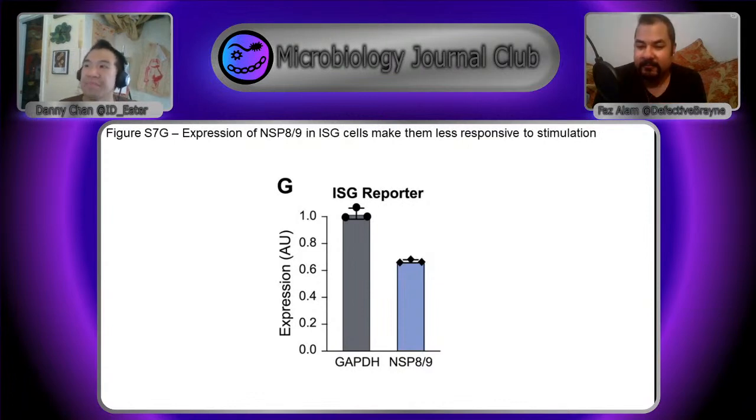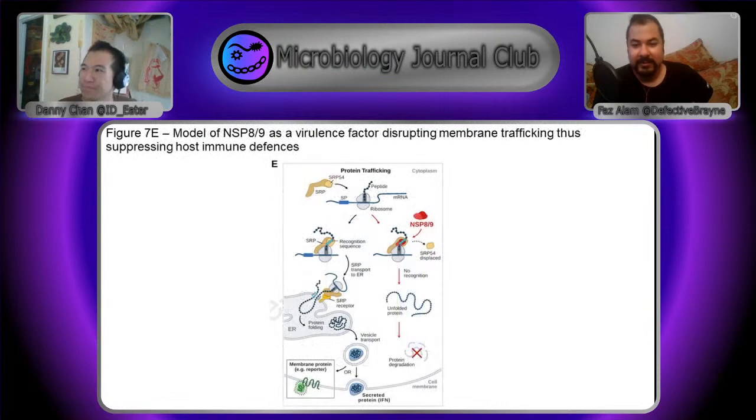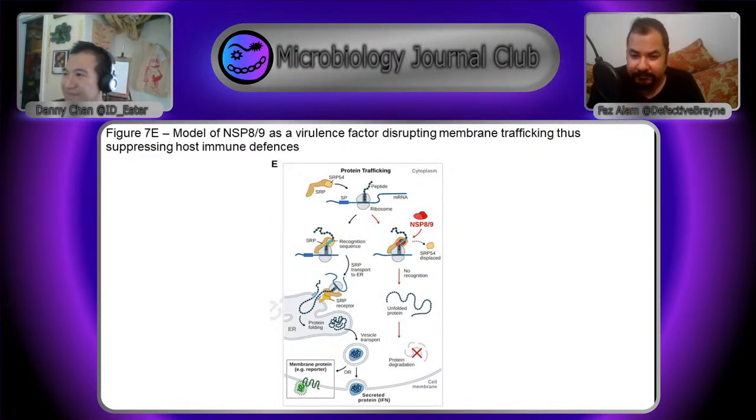The inhibition by NSP 8 and 9 is a little bit less. And actually, we saw earlier in the controls that they use NSP 8 and 9 sometimes to say that NSP 8 and 9 don't affect translation and they don't affect splicing. It does affect something else, and that ends up contributing to this more complex phenotype of inhibiting ISG reporting. And then they put it together in their model, where they just show how it can affect trafficking.